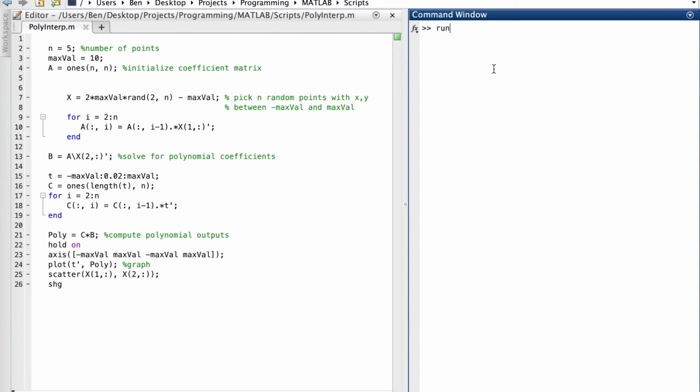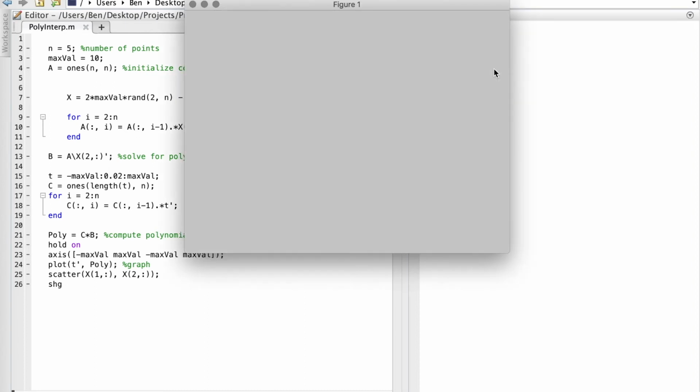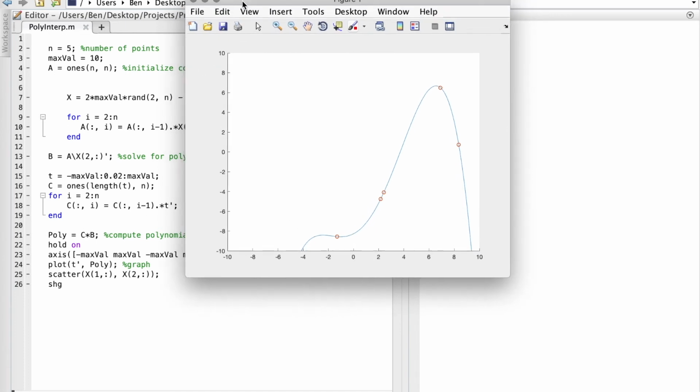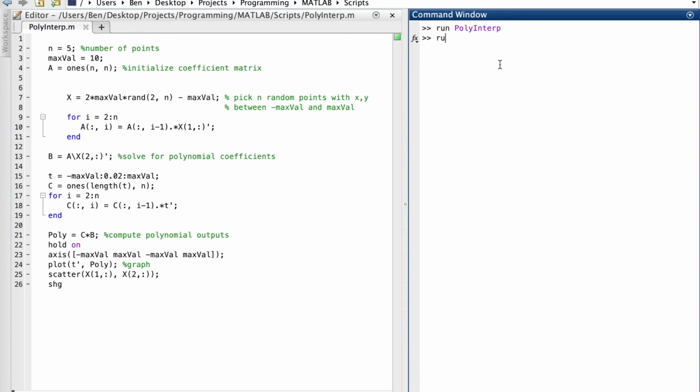So let's see what happens when we run this. I'll just do run polyinterp. See what happens. Here are our 5 randomly chosen points, and here is a polynomial going through them. That was pretty fast, huh? We should do that again. Why not? It's kind of fun. It's satisfying.